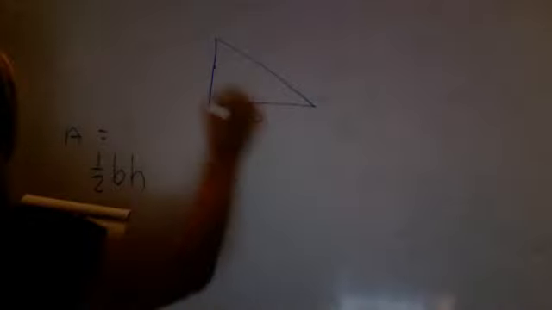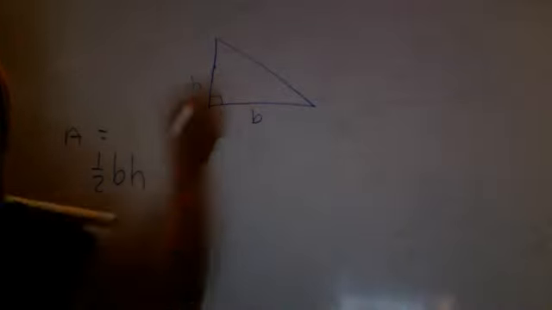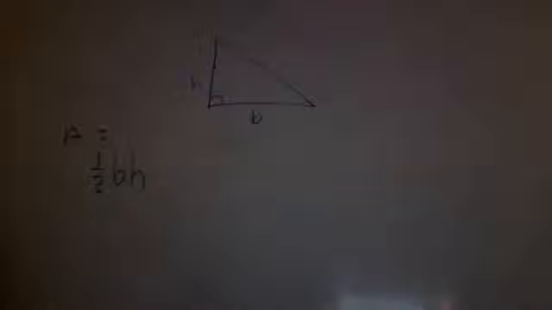Now, let me give you this triangle here. This is going to be the base, and this is going to be the height. How you can determine what the height and the base are: the height will always be perpendicular to the base. And don't forget, perpendicular means it makes a right angle. If it does not become perpendicular with the base, then it is not the height.